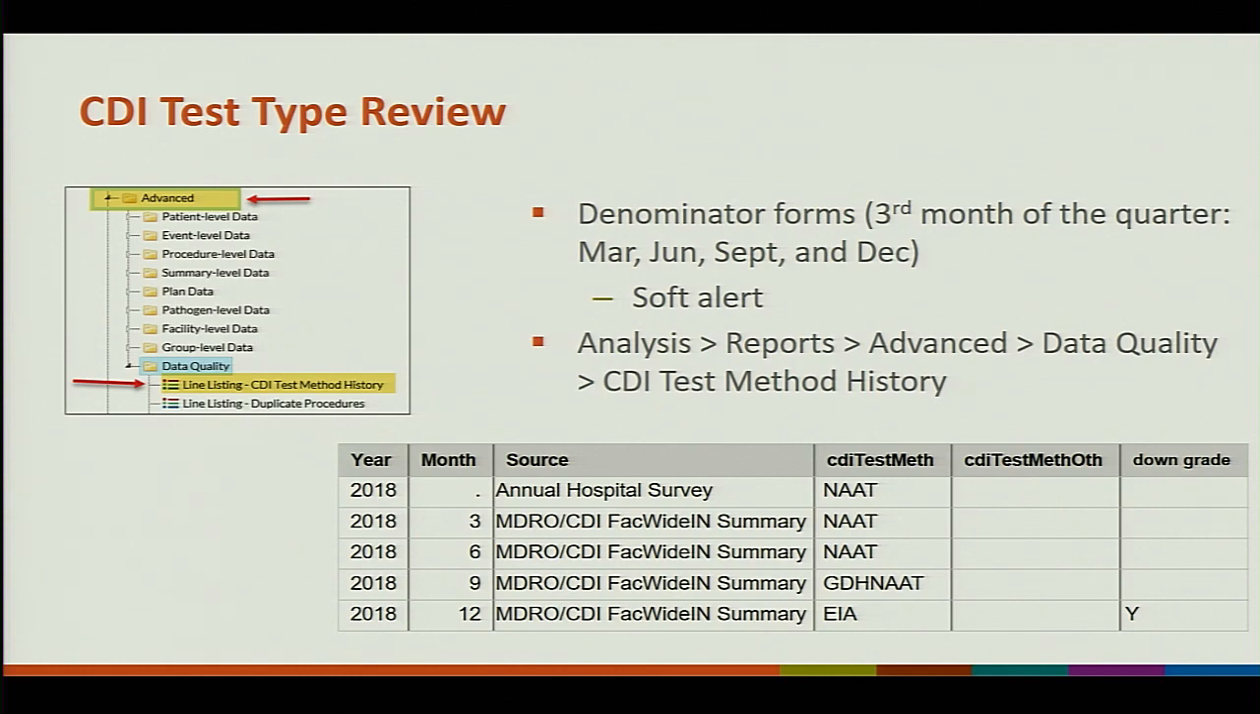So in addition to reviewing the denominator forms manually, it's available in an advanced report through the CDI test method history. This is a sample line list of that result if you use that report, where you will see the CDI test method for each month on the denominator forms, as well as the CDI test method reported on your annual surveys.